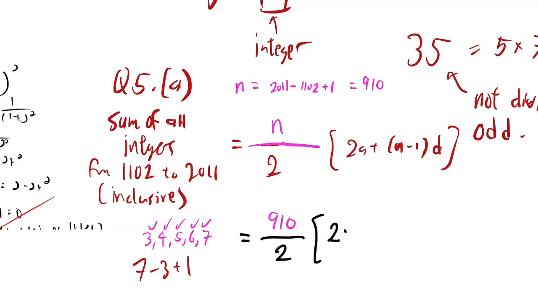What is a? Actually, 1102. Okay. And plus (910 minus 1) times d. All the integers. What's the difference between 1102, 1103, 1104, all the way to 2010, then 2011? So it's 2?